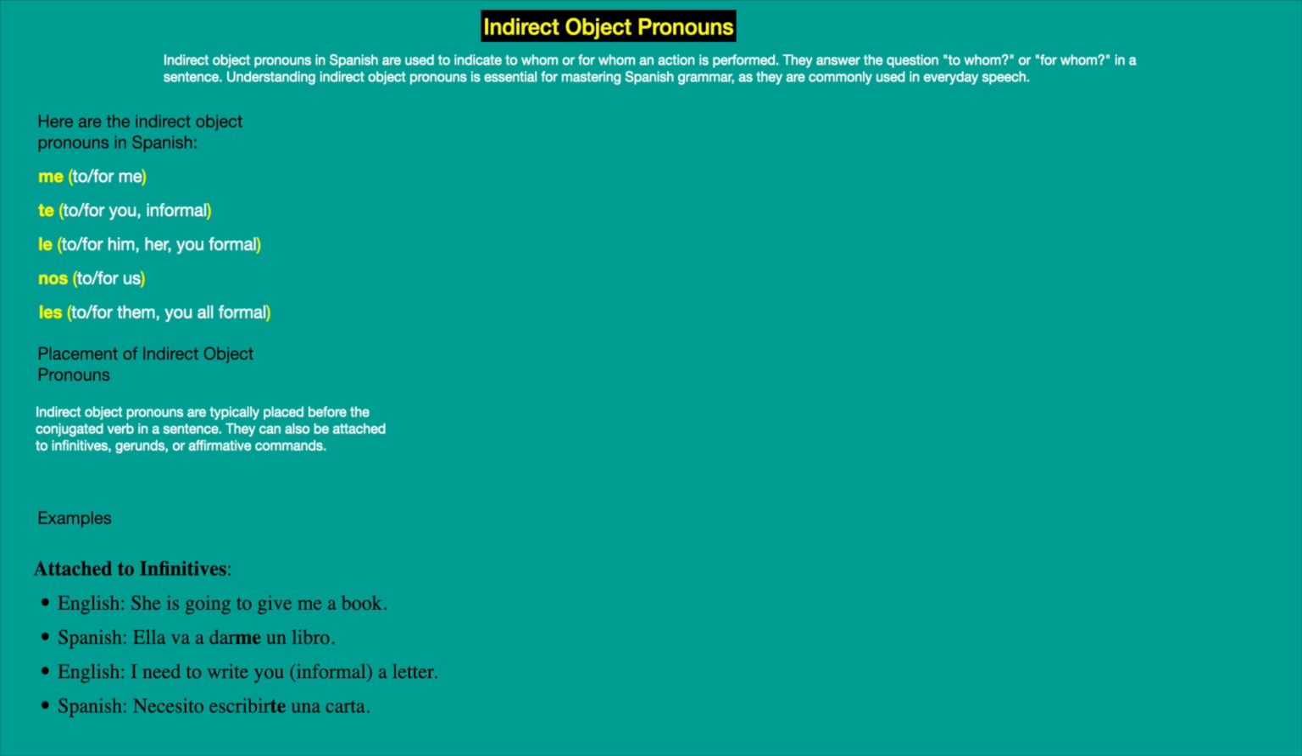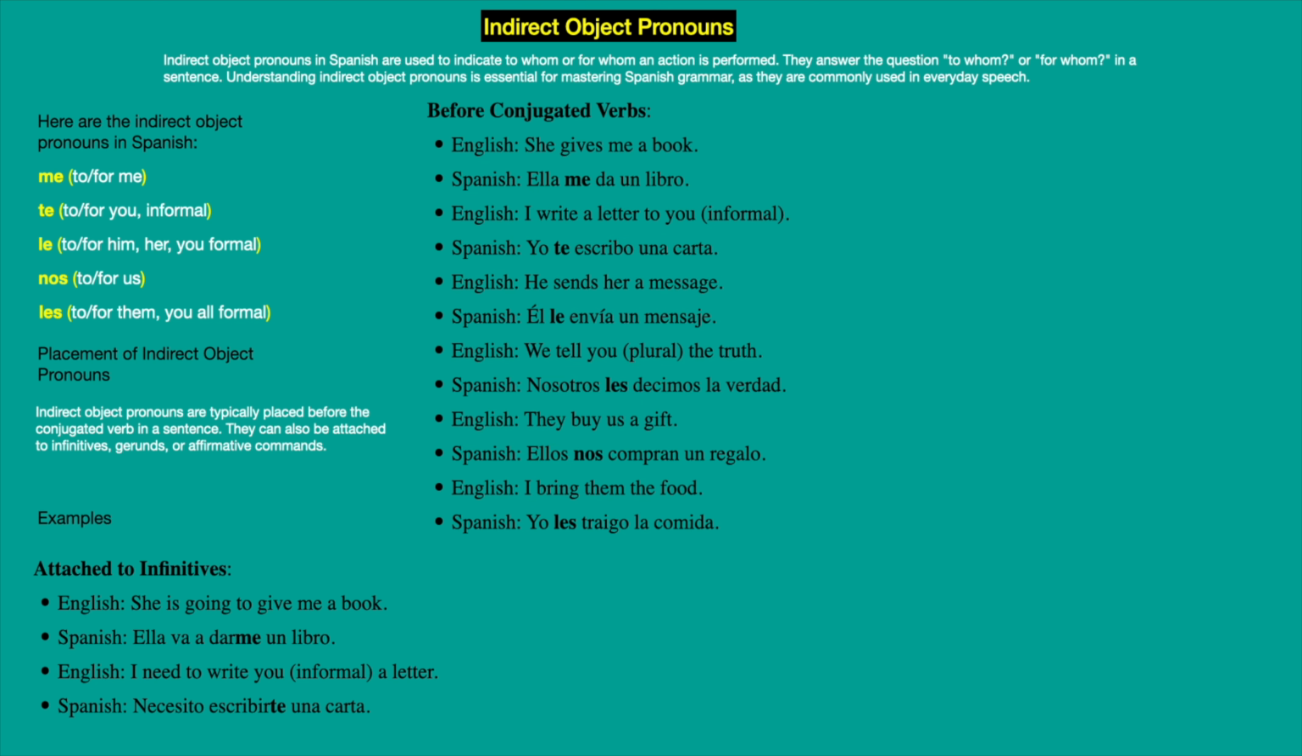Now in English we say, I need to write you a letter. Necesito escribirte una carta. So, remember, you can remove the yo. Just say necesito. Escribir is to write. Te, so to you. Escribirte una carta. Let's see more examples.